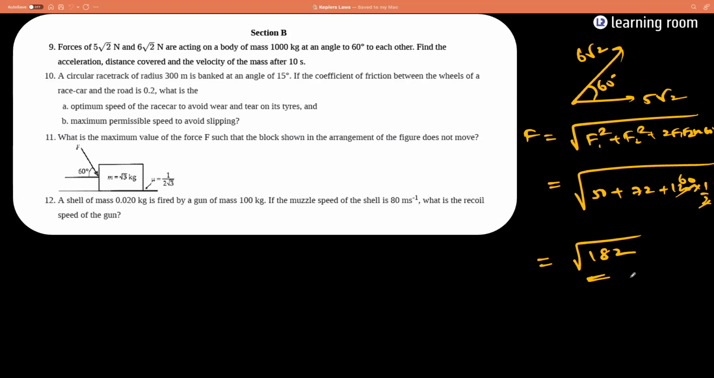So let's say this is the direction in which the force is acting. So what will you write? F is equal to ma, which implies root 182 is equal to mass 1000 into a. So it is root 182 divided by 1000, which is the acceleration. Correct? What about the distance? Root 182 is 13.49. Acceleration is 13.49 by 1000. Okay, correct. So what about the velocity?